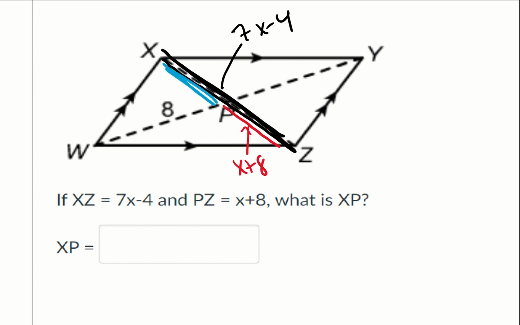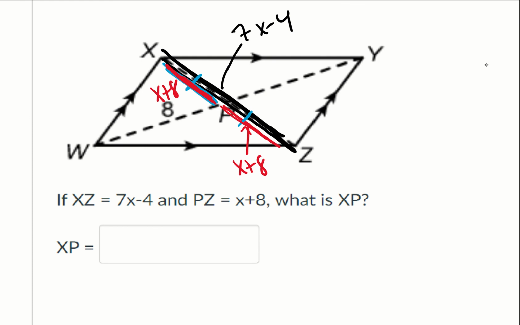All right, so you can see that the red and the blue add up to the black. We also know that the red is congruent to the blue. It's cut in half. That's one of the properties of the diagonals of a parallelogram. So if this is x plus 8, then this blue one also has to be x plus 8.